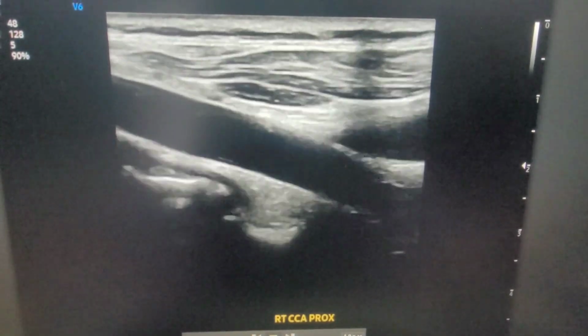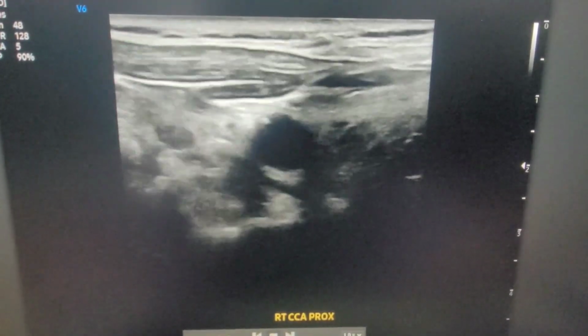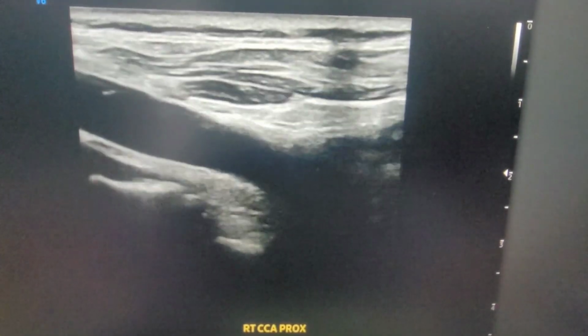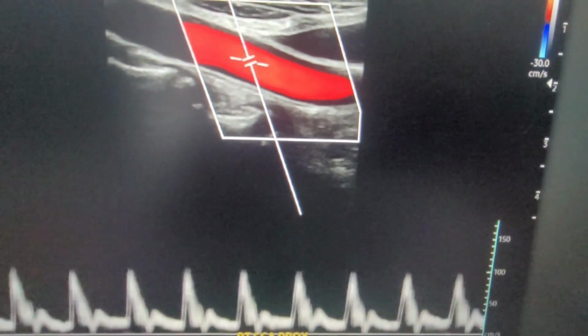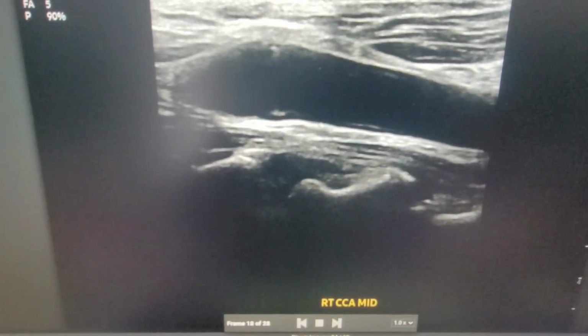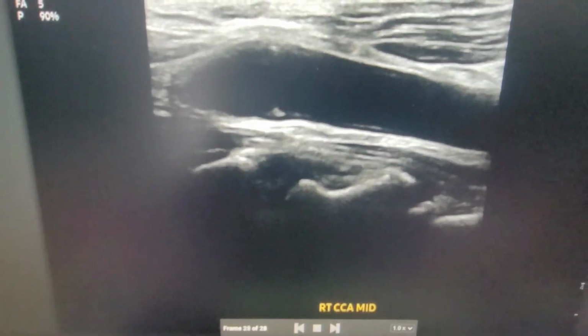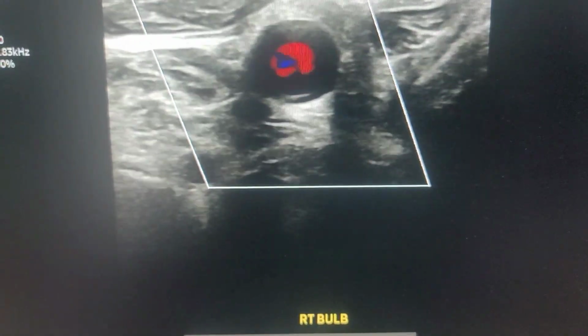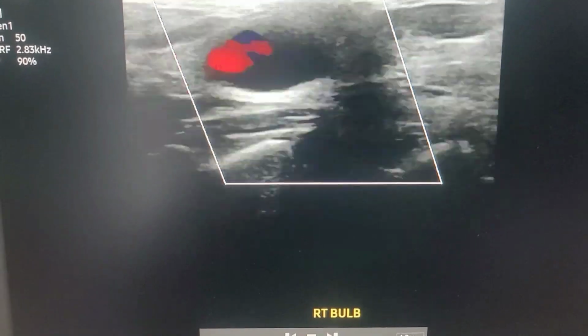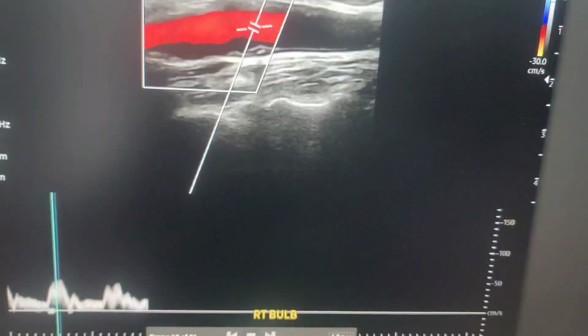at each level. The distal common carotid artery is the preferred site for intima media thickness measurement, which is normally less than 1 millimeter. The common carotid artery typically demonstrates a low-resistance Doppler waveform with continuous forward diastolic flow and a peak systolic velocity of less than 125 centimeters per second.